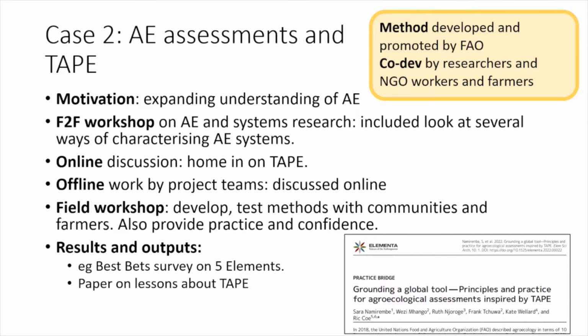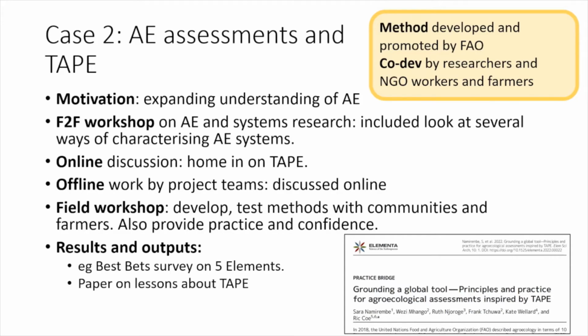In the second example, we looked at a method for conducting agroecology assessments called TAPE that was developed and is being vigorously promoted by FAO. This started in a face-to-face workshop on agroecology principles and continued through online sessions with project teams looking at ways of implementing the tool. They decided that some sort of field workshop was needed, so we did that by working with the communities engaged with the cereals FRN in eastern Uganda. Thus, those communities were also engaged in the co-creation process.